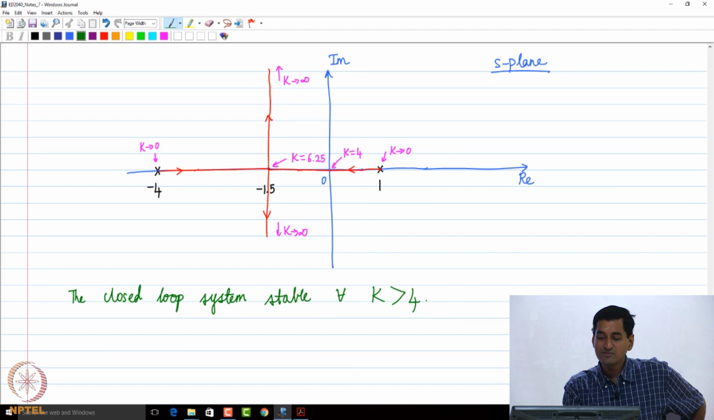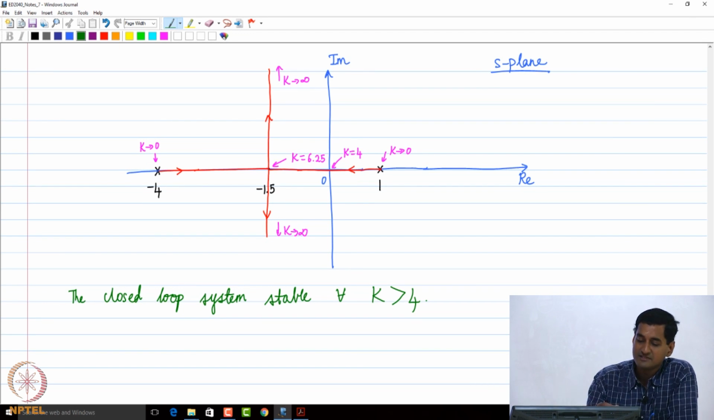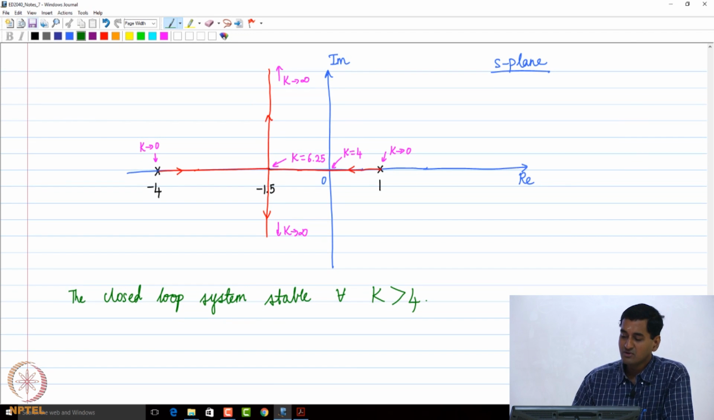So, the root locus gives you a very nice graphical representation to essentially figure these things out, right. So, that is the advantage with the root locus. You can get a general perspective. So, let me ask you another question.